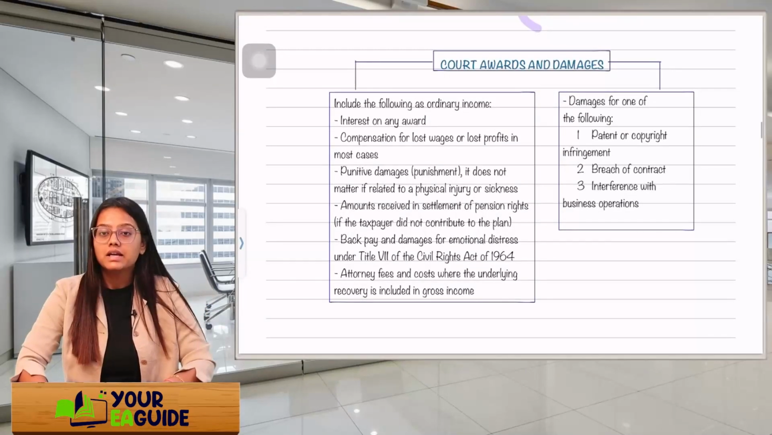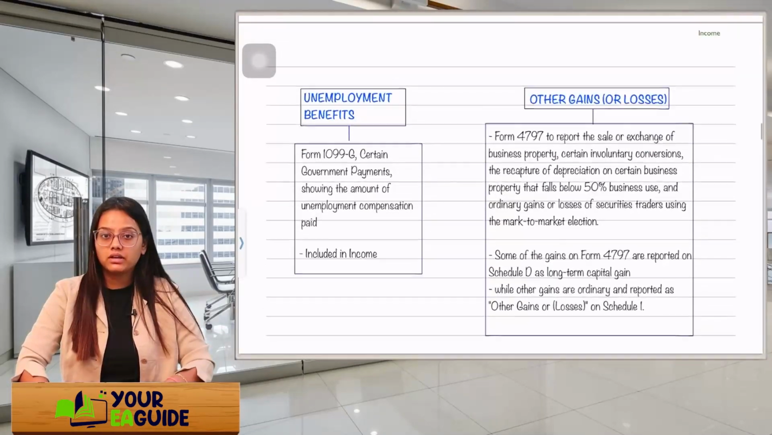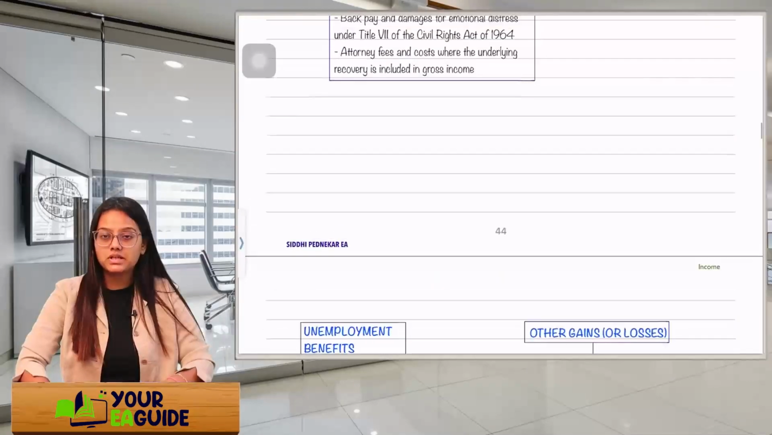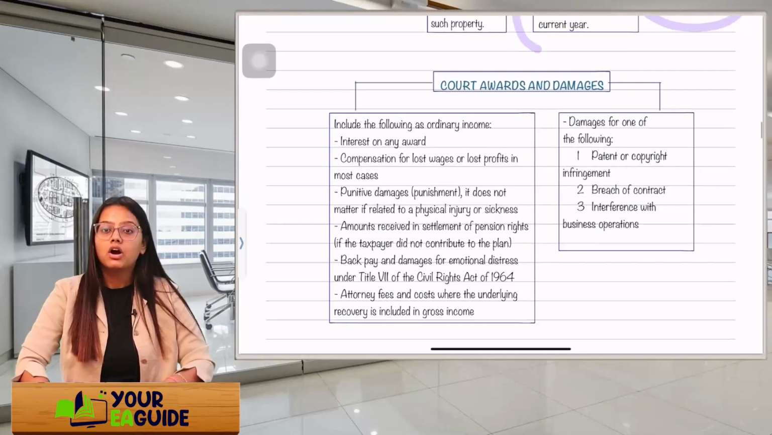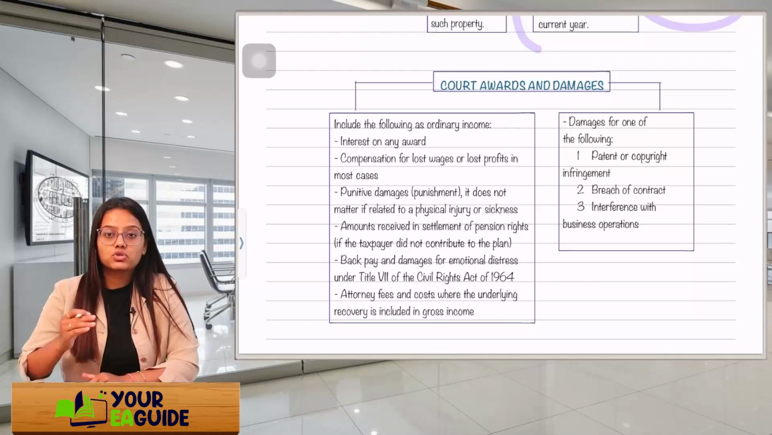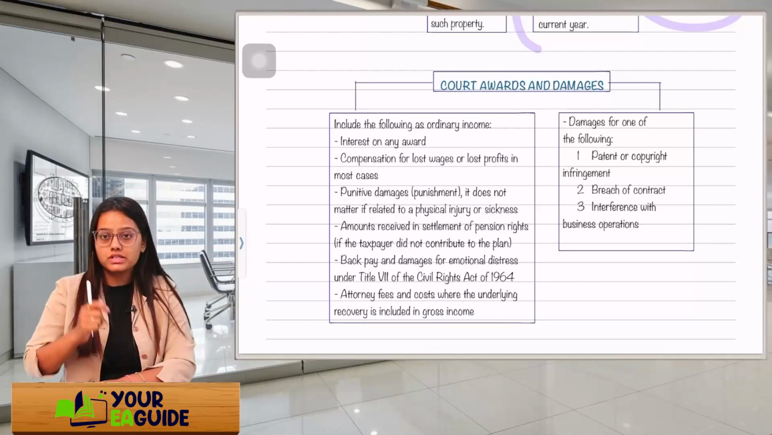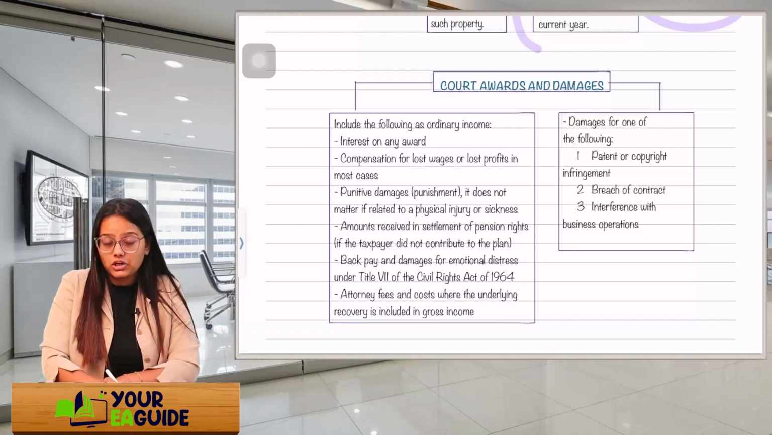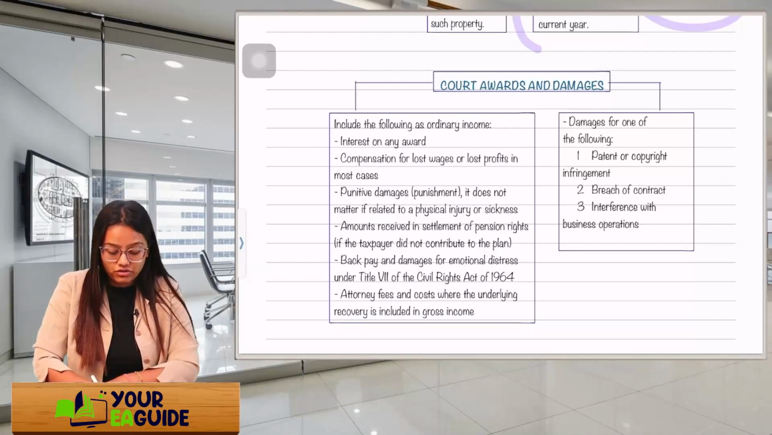Got it, guys? Next one is, I think, only 2 topics are there in this chapter. Let's quickly complete it. Court awards and damages. Due to some reason, if you are going to receive awards and damages, okay, let's see what all things are included. This will include interest on any award.